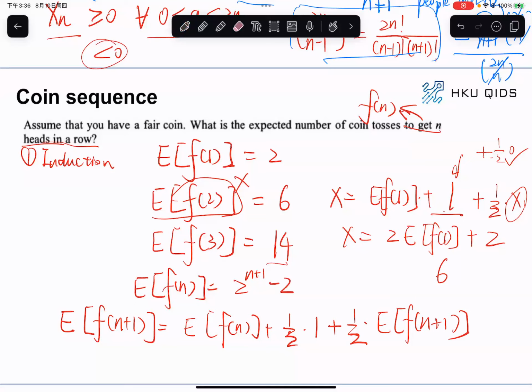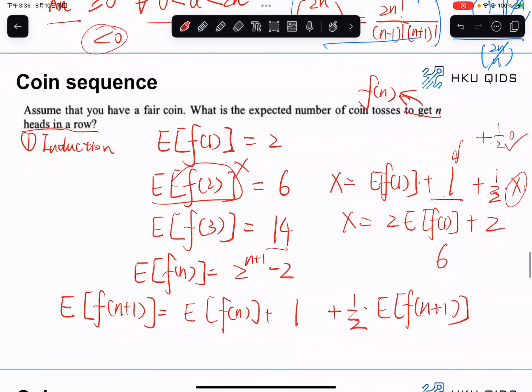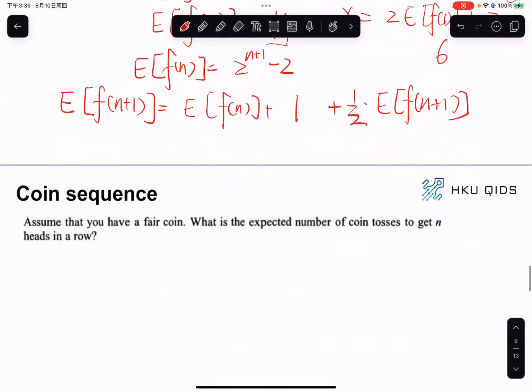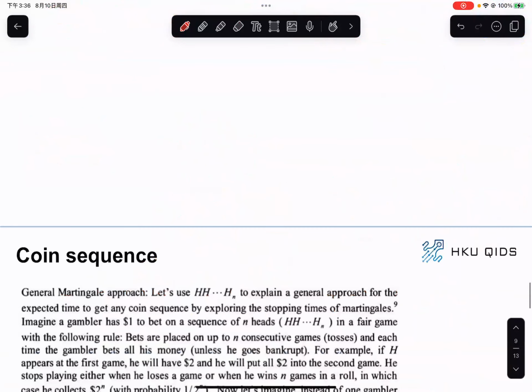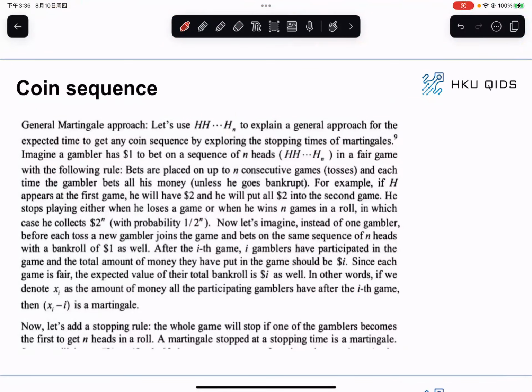Oh, sorry, this should be 1. There should not be no 1/2, okay? But I want to talk about the general case. So the general martingale approach tries to explain this question by setting up a game.